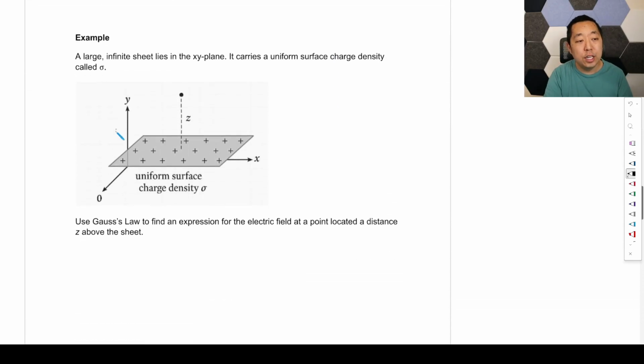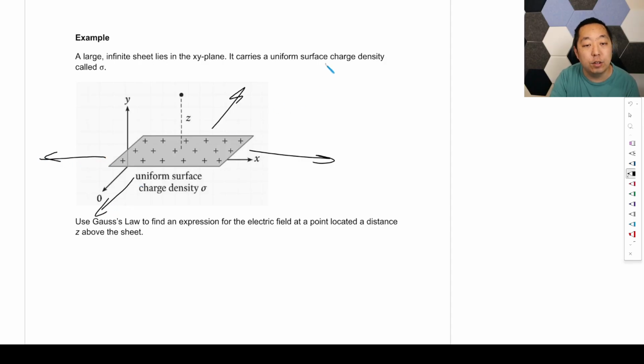So we have a large infinite sheet that lies in the XY plane. This extends out in all directions. It carries a uniform surface charge density called sigma, so this is a charge density per area. Use Gauss's law to find an expression for the electric field at a point located a distance z above the sheet.